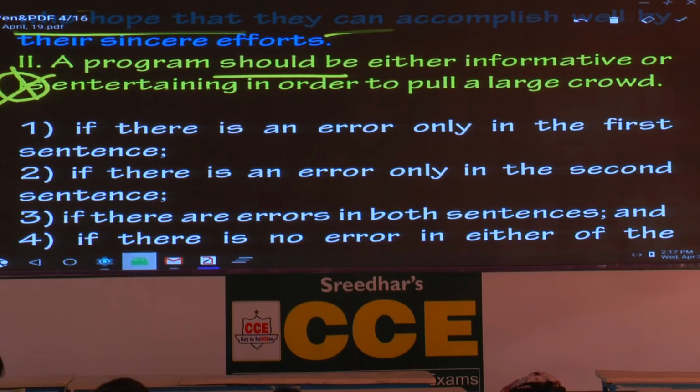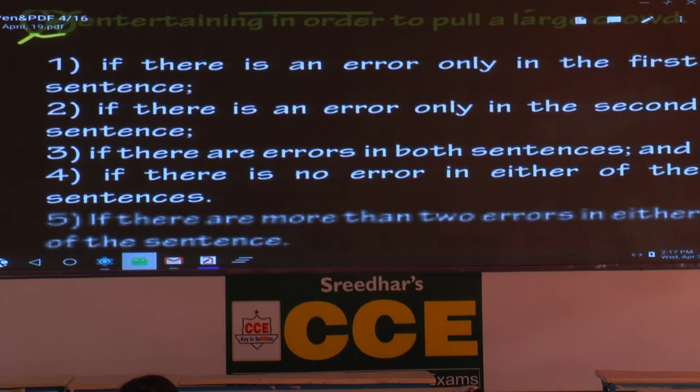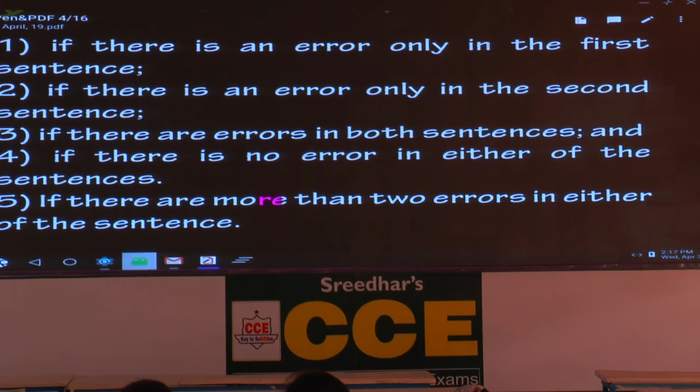A program should be either informative, underline the word informative. Which part of speech is it? Informative session, informative adjective, entertaining session, adjective. So parallel expression, same grammatical unit. So either informative or entertaining. Do you find, so already you got the error. What is the error? Is. First sentence, any error? No error. So which option now? Second option, if there is an error only in the second sentence. Second option is the answer.